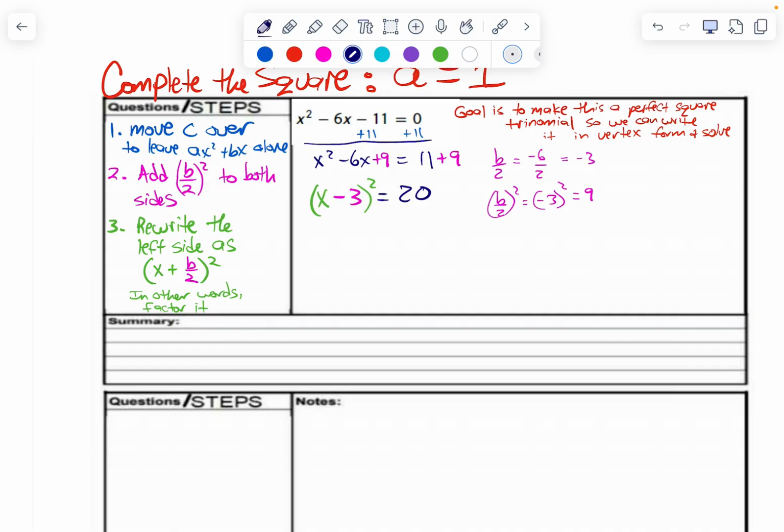Everybody clear on where I got that? And we kind of already asked this question, but if I told you to factor this, this is what you would get. Okay? Just if you want to see that.